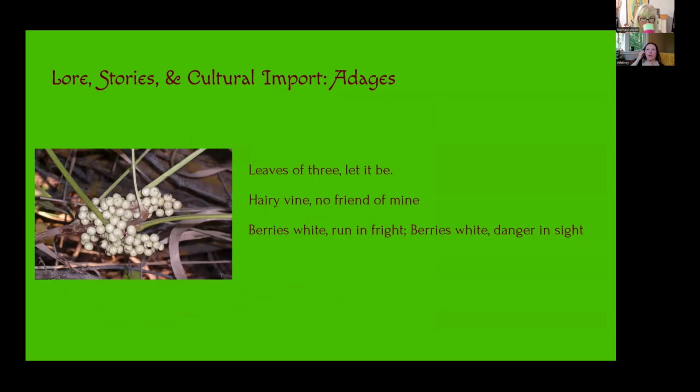White berries have the smallest proportion of edible berries. I can't remember exactly, but I think blue and black have the highest percentage of edible berries. Red is like 50-50, and white I think is like 10%. Only 10% of white berries are not poisonous. So, berries white, danger in sight.